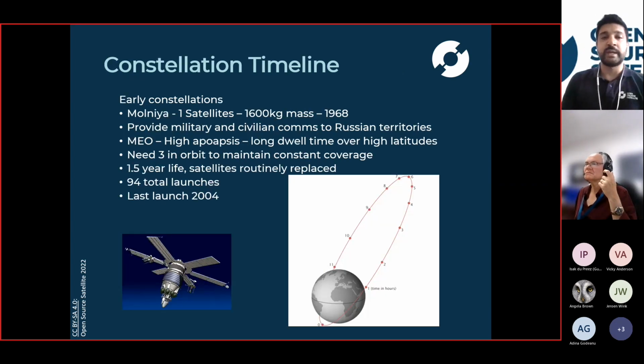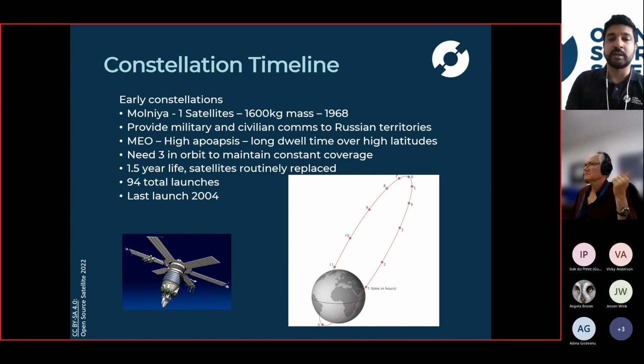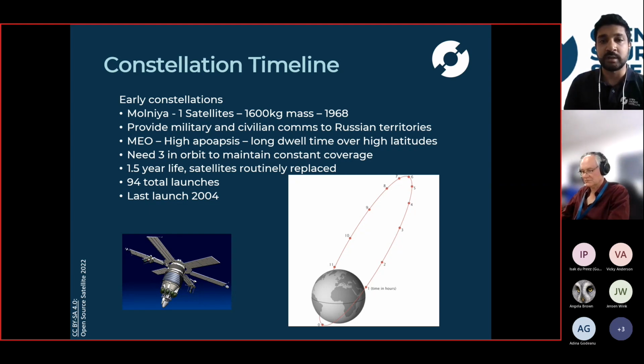So I'm going into a quick timeline of how constellations have got to where they are now. The earliest example of constellations can be shown with the Molniya 1 satellites, which were fairly sizable and started to be launched in 1968. These provided military and civilian communications to the Russian territories.